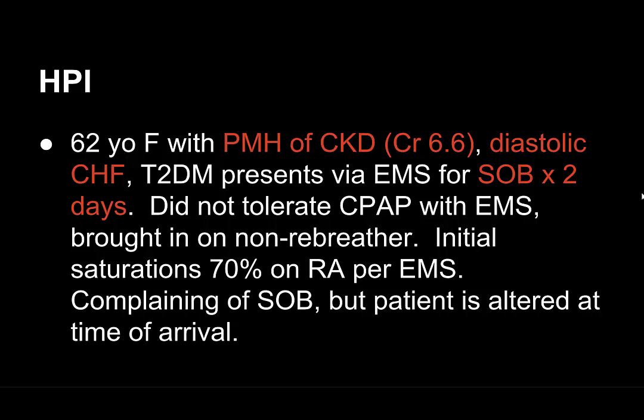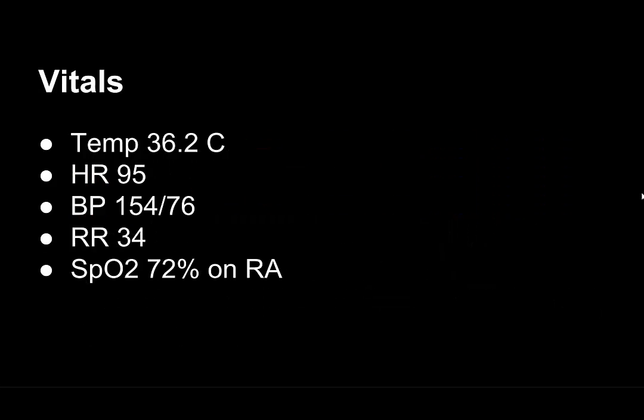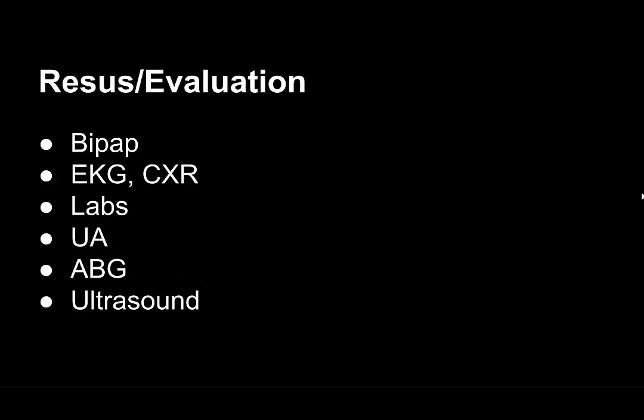But even when I'm using the translator, I can tell that the patient is altered. Here are her vitals. She's afebrile at 36.2. Her heart rate's 95. Blood pressure of 154/76. Respiratory rate of 34, sating 72% on room air.